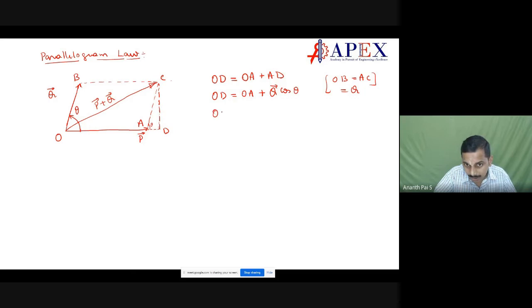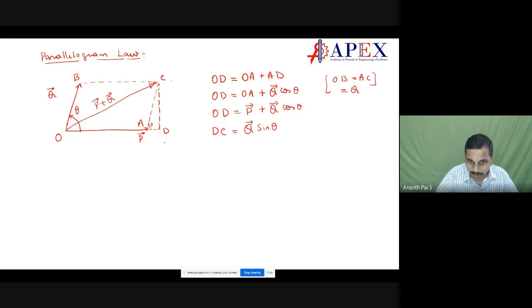So I can write OD as equal to P plus Q cos theta. Makes sense? This is one side. Now let us take DC. What is DC, students? DC can be written nothing but Q sine theta. Makes sense? This DC is equal to Q sine theta. Make sense, students? Correct? No doubts here?